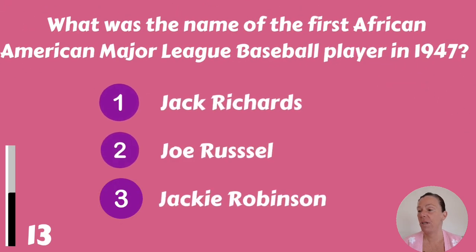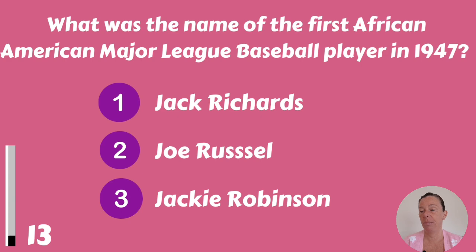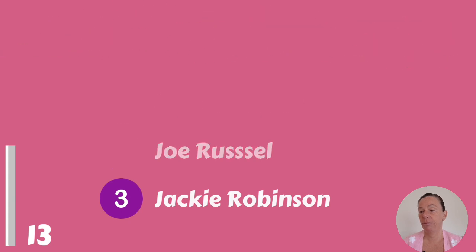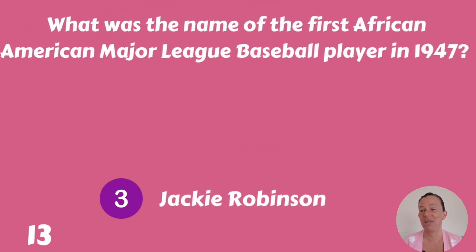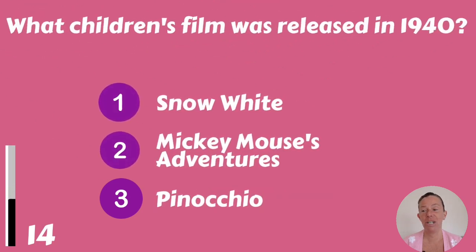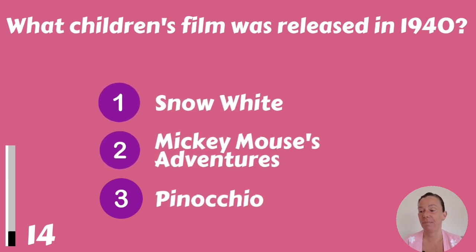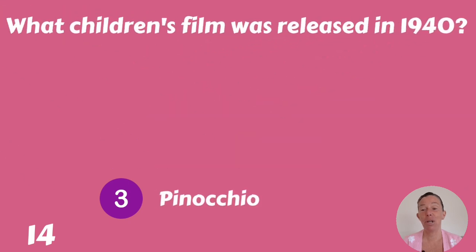What was the name of the first African-American Major League baseball player in 1947? Jack Richards, Joe Russell, or Jackie Robinson? That was Jackie Robinson. What children's film was released in 1940? Snow White, Mickey Mouse's Adventures, or Pinocchio? It was Pinocchio.